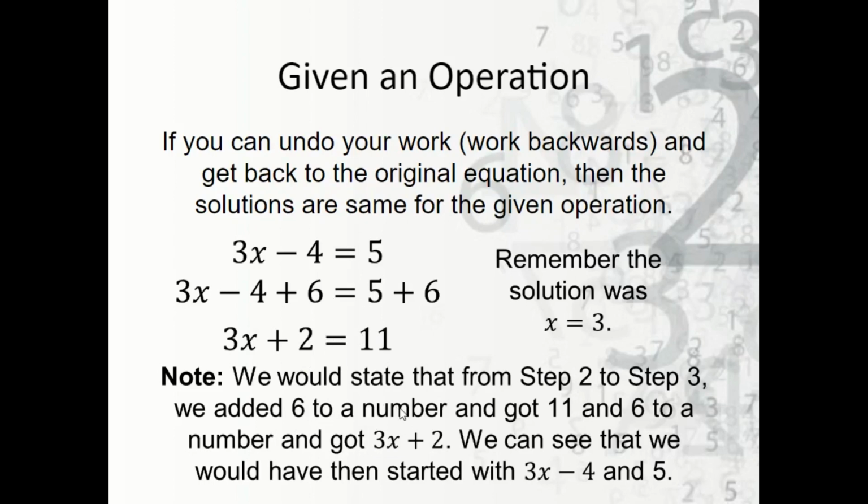We can see that we would have then started with 3x minus 4 is equal to 5. So if we were to undo that step of adding 6, then we would end up with this, and therefore our solution would still be x equals 3. So if we were to take this and subtract 6 from both sides, would we end up with the same thing? And in this case, we would.